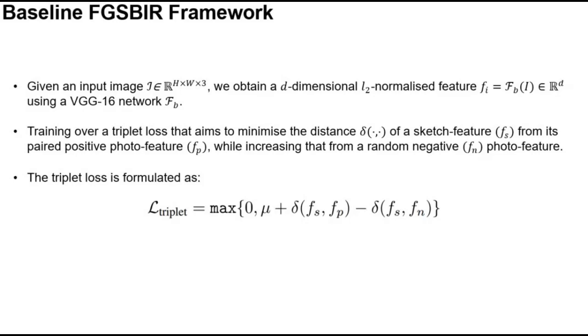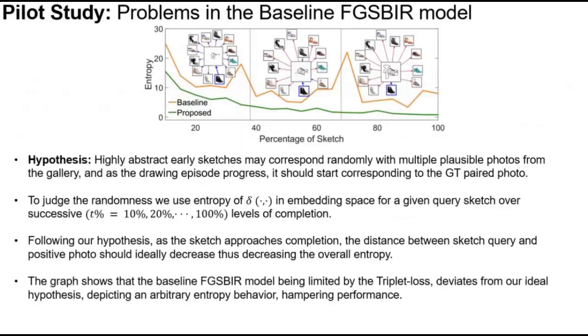It trains over triplet loss that aims to minimize the distance of a sketch feature from its paired positive photo feature while increasing that from a random negative one. We hypothesize that a highly abstract early sketch may correspond randomly with multiple plausible photos from the gallery, and as the drawing episode progresses, a sketch should start corresponding to its ground-truth paired photo.